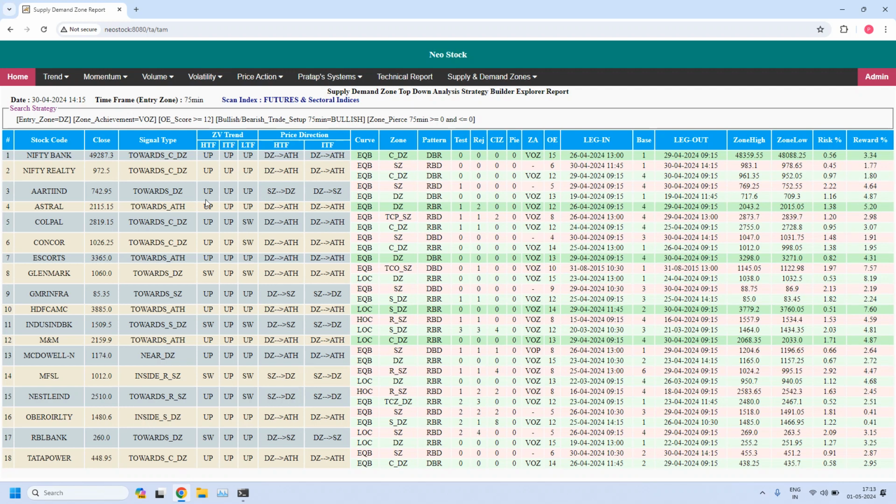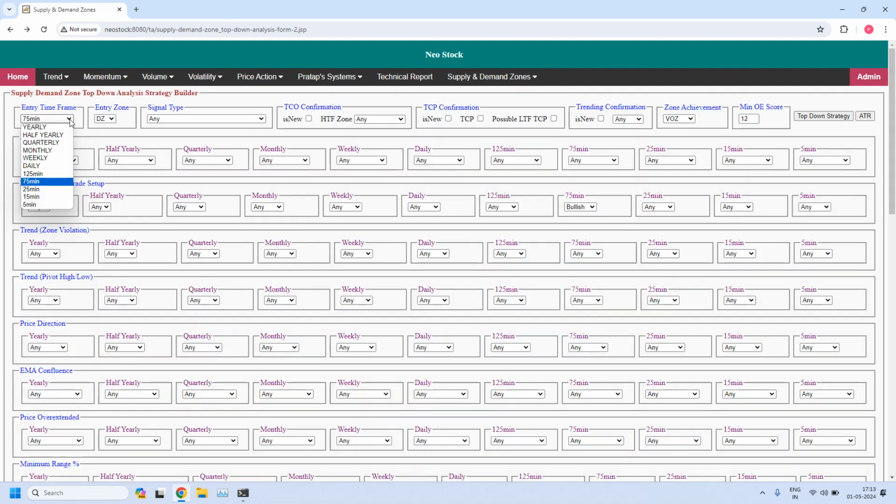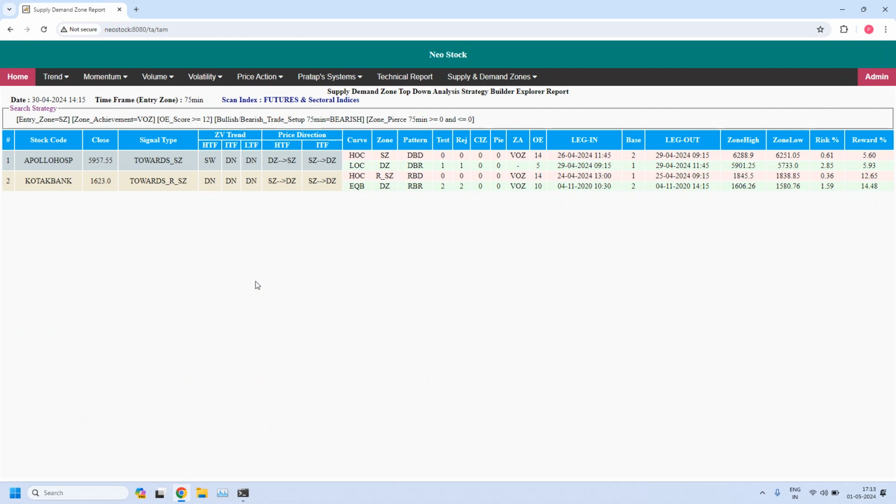Now, let us generate the bearish trade setup for weekly income trade. So I am going back. For the bearish trade setup for weekly income trade, the entry time frame is 75 minutes, but the entry zone should be supply zone. And also in the bullish or bearish trade setup parameter at 75 minutes, I am changing the value to bearish. All the 3 filters are the same as we said earlier. Let us generate the report. So 2 stocks are filtered which are supporting the bearish trade setup. So these are the bullish and bearish trade setups for monthly income trade and weekly income trade.